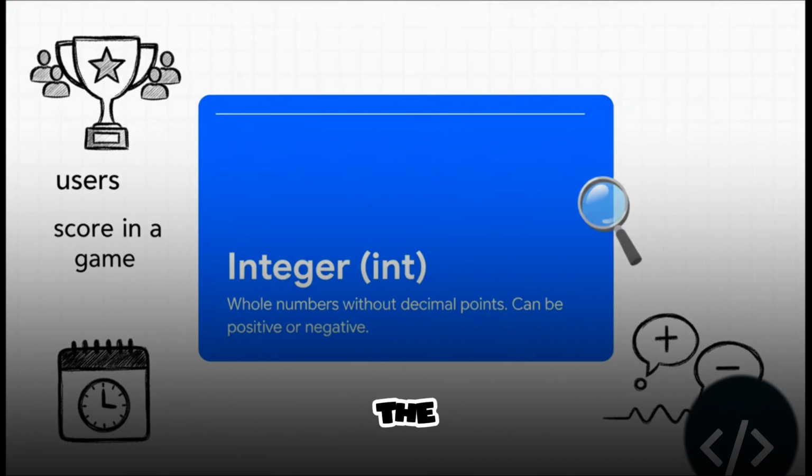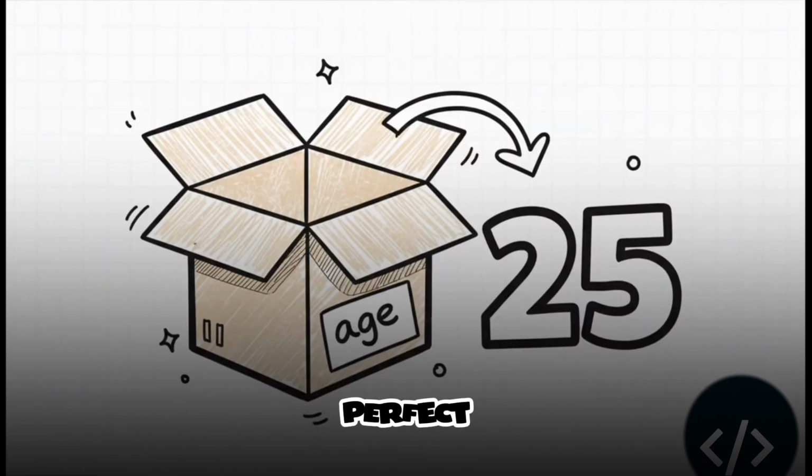First up, we've got the integer, or just int for short. This is your classic whole number. Think about anything you can count. The number of likes on a post, your level in a game, or maybe the year you were born. If it's a whole number, positive or negative, it's an integer. And here's a perfect, simple example. We've made a box, we've labeled it age, and we've put the integer 25 inside. Easy as that. The computer now knows that age is 25 until we decide to change it.